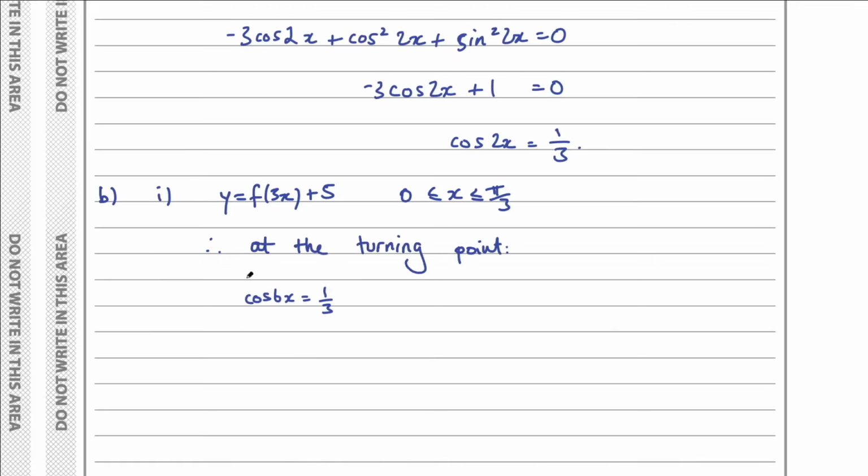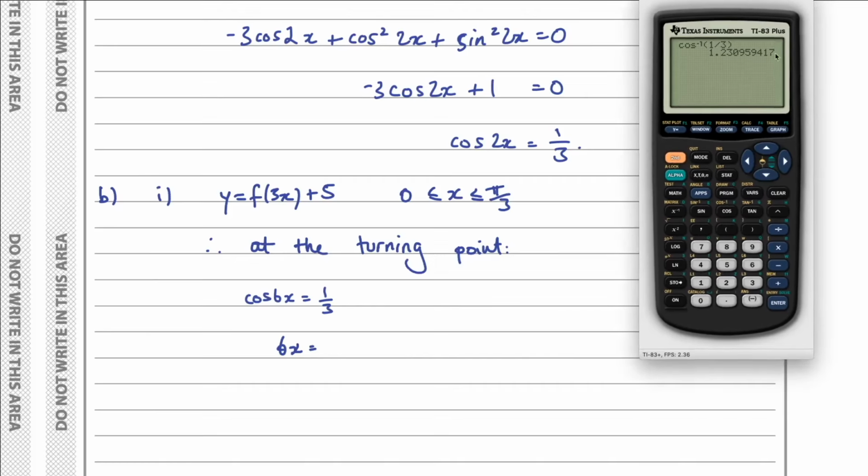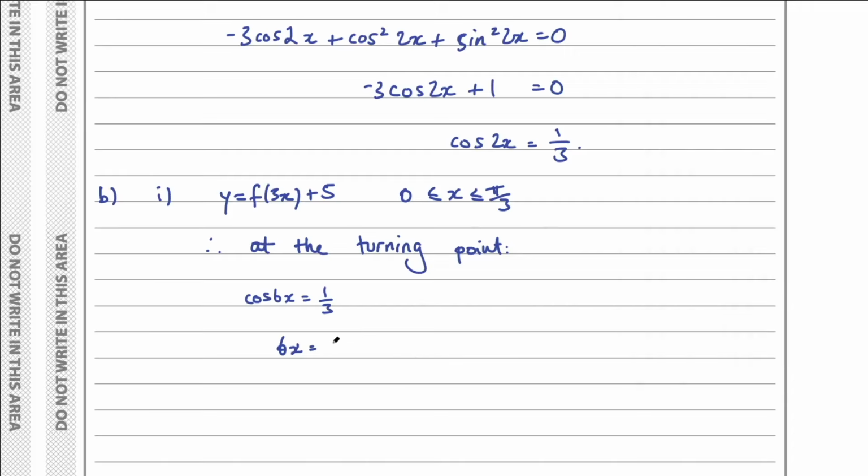Let's start by finding our reference angle or our principal value by taking the inverse cosine of a third. So 6x is going to equal the inverse cosine of a third. Put that into a calculator, making sure your calculator's in radians, and you should get 1.23095, etc. So let's write that down to a few decimal places. Well, maybe 1.23 is good enough. So 1.23 is, as I said, the reference angle or principal value.